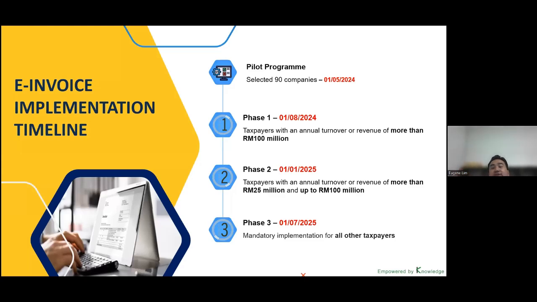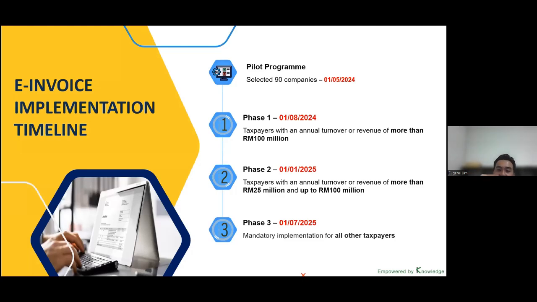In this stage, they're going to start on next year, 1st January. So as you are all the agent or distributor, I believe you didn't reach for the 25 millions. So you are going to phase 3. You need to start implementing e-invoice on next year, 1st July. So for all of you going to implement the e-invoice, first thing, you understand you're going to start on the 1st July 2025. So when you're going to register for the account, that is very important.